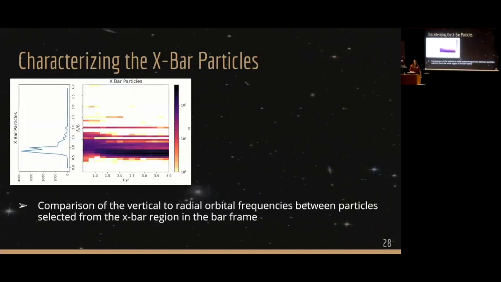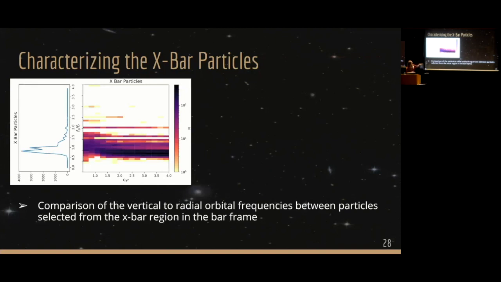The way that I talked about on the last slide, we're at 4.2 gigayears. I selected the individual X-bar and then looked at the orbits around that time. I do the same thing here over time steps in the simulation up to 4 gigayears. So here, each column of this two-dimensional histogram shows where I had selected all of the X-bar particles at that time step and then asked about the orbits in that time for those X-bar particles.